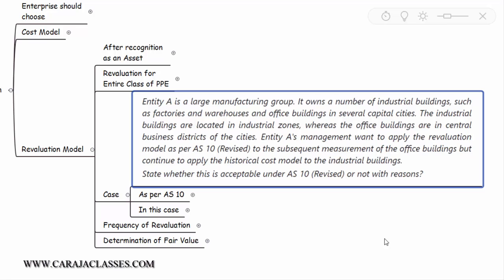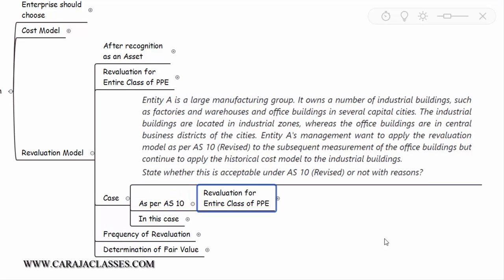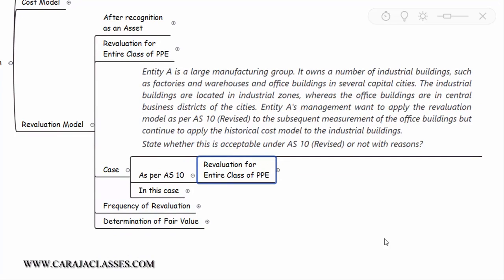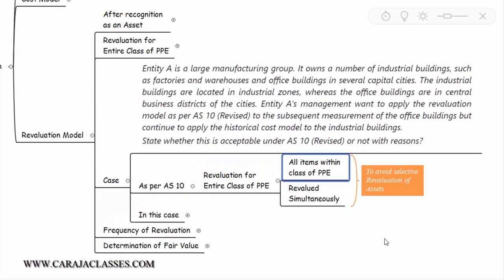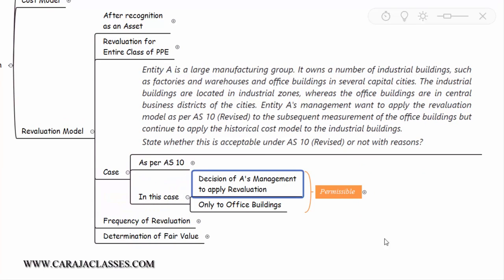See, just now we have understood that if revaluation is done, it should be done for the entire class of PPE. The standard does not say revaluation should be done for all assets. No. The standard says revaluation should be done for the entire class. Let's read that. As per AS 10, revaluation should be done for the entire class of PPE. That is, all items within the class should be revalued simultaneously, basically to avoid selective revaluation. If you look at this case, the decision of A's management to apply revaluation only to office buildings is permissible as per AS 10. Why?